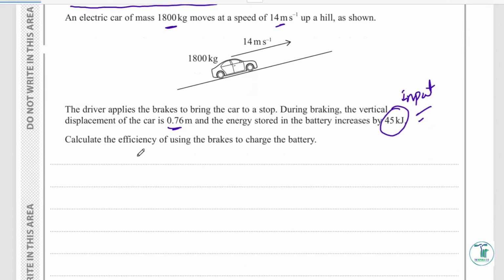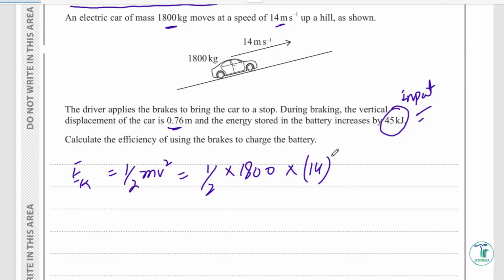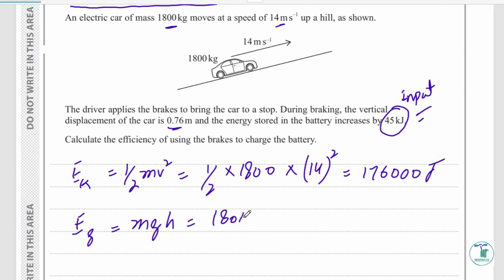And how would you calculate the input? First of all, you need to calculate the kinetic energy, and that has to be 1 by 2 mv square. So half times 1800 times 14 square. After simplifying it down, you must have something like 176,000 joules. And whenever you're talking about the gravitational potential energy, it has to be mgh. The mass is 1800, times 9.81, and the vertical distance they covered was 0.76. You multiply them and you would have something like 13,400 joules.